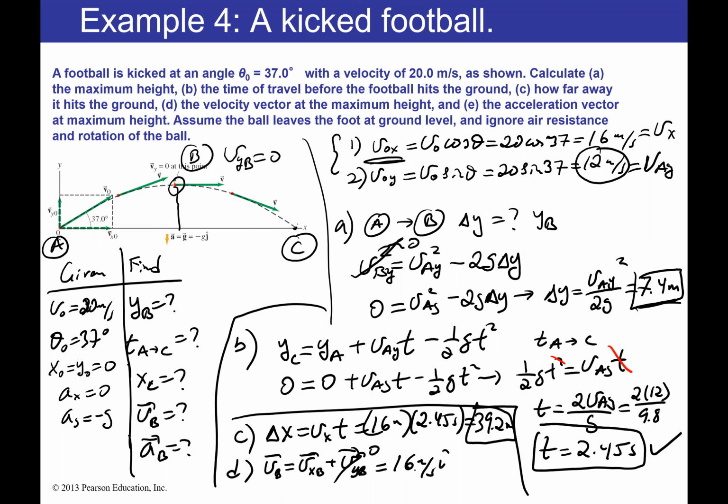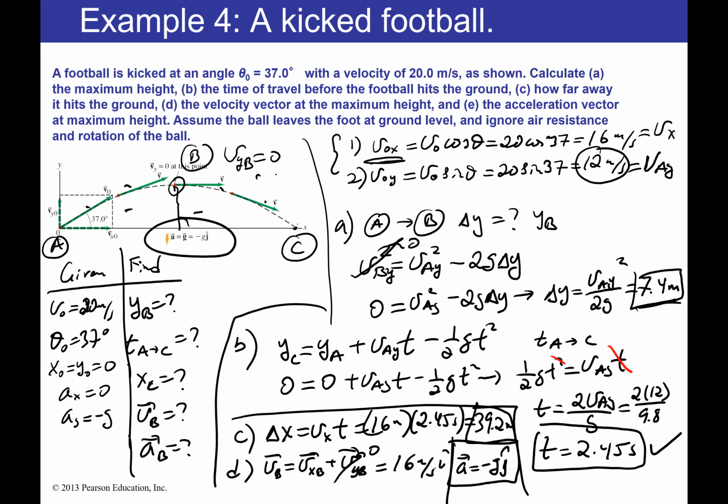Finally, the last one: how about the acceleration at the maximum height? Well, remember, acceleration here is always negative j hat for free fall, regardless of which position I'm talking about. This acceleration is the same at point A, B, C, or any other point that I consider. Because this is acceleration due to gravity, and it doesn't matter if you're standing or hiding or jumping or swimming, this acceleration due to gravity is always acting on you.